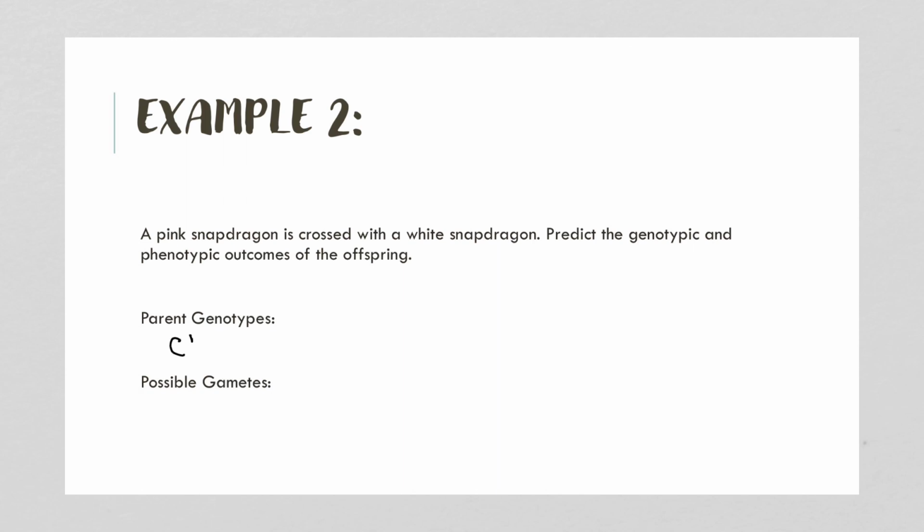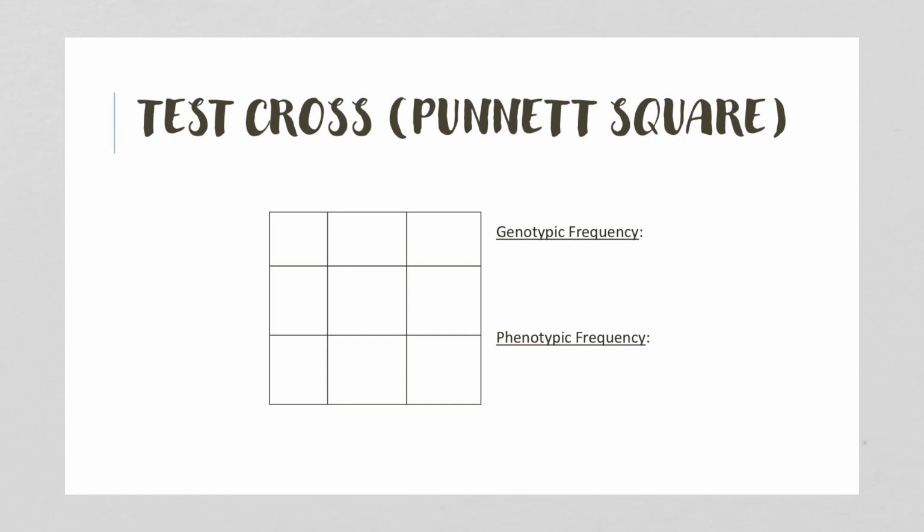So the parent genotypes are going to be, for the pink one, C^R C^W, being crossed with C^W C^W. The possible gametes for the first one would be C^R or C^W, and then the other one is going to be C^W or C^W. So we're going to throw that into a Punnett square. Across the top line, we're going to have C^R C^W and C^W C^W, and the other row is going to be C^R C^W and then C^W C^W.